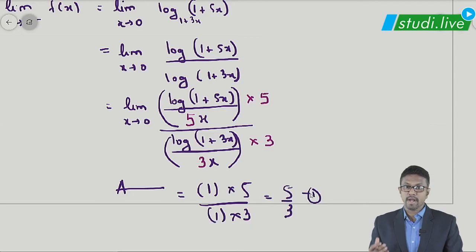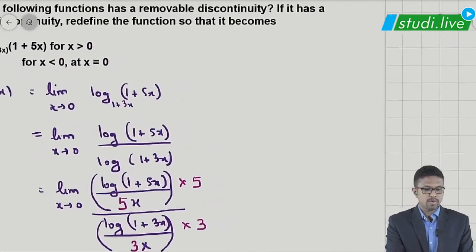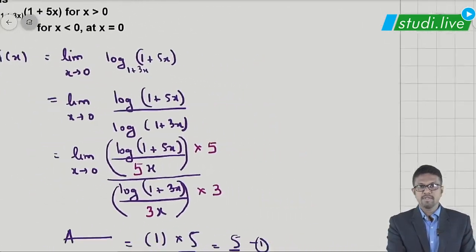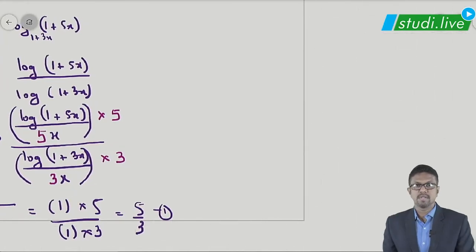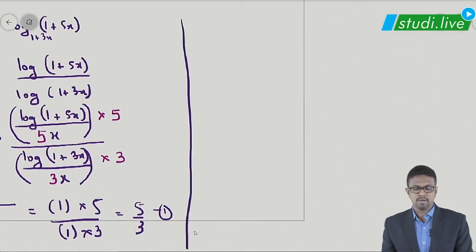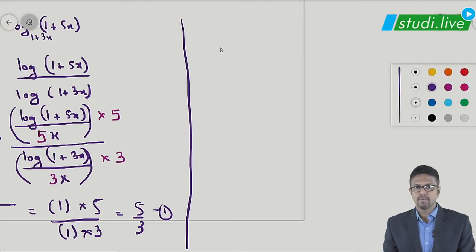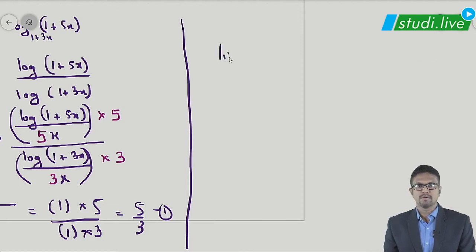Now let us solve the right hand limit, whether it is coming out to be equal to 5 by 3 or not. If it is, then yes, we can say that the function will be having a removable discontinuity, because the function value is actually not defined. So we will have to define it to be whatever be the value in that case, like 5 by 3 most probably. The limit x tends to 0 plus f of x. So let us find the limit.